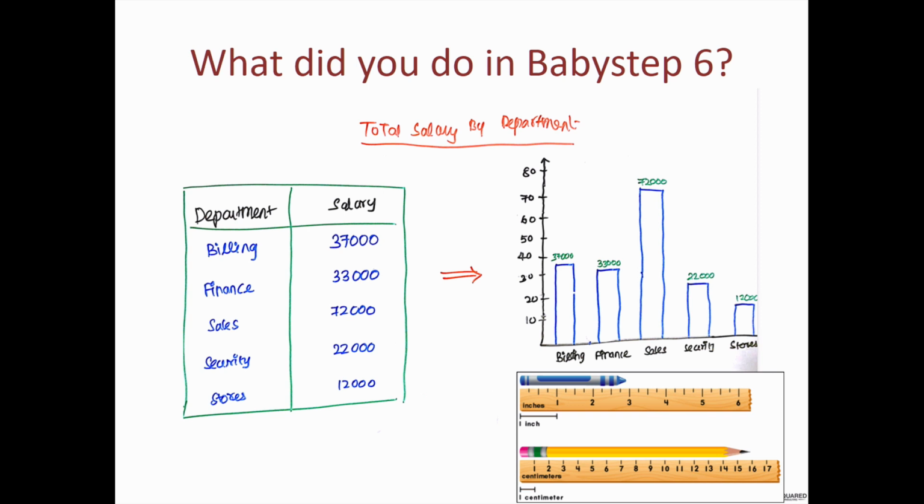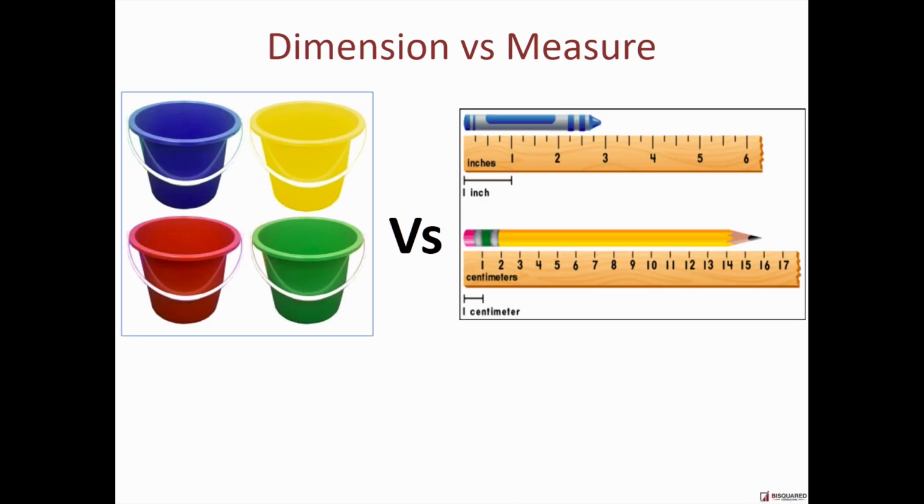So it resembles the ruler, right? There are consistent intervals, there's a starting point, there's an ending point. That's why I thought it is a nice way to visualize numbers. Whenever we think of numbers, we should think of rulers. So now let's compare dimension versus measure. What is the difference?